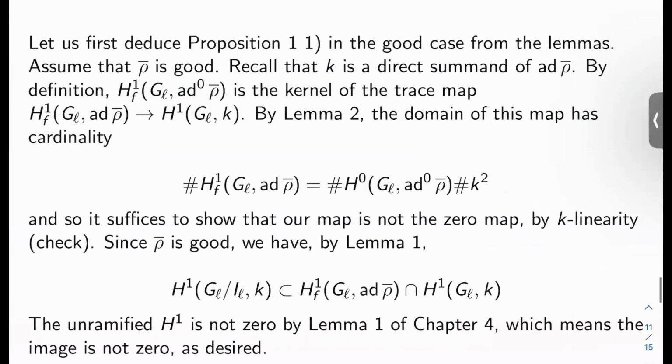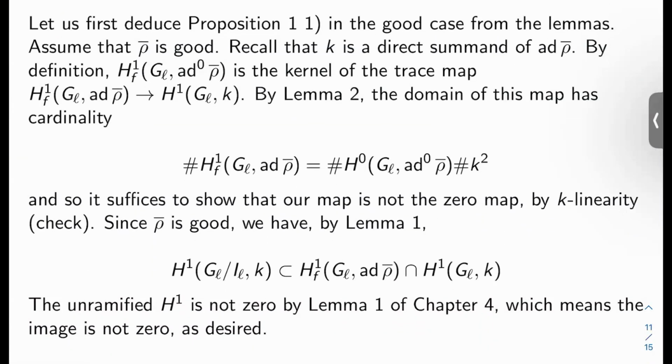I'm going to prove the proposition assuming the lemmas in this video. Let's deduce proposition 1, part 1 in the good case first from the lemmas. So let's assume rho bar is good. We'll recall that K is a direct summand of ad rho bar in the beginning of the video. By definition, H1F GL ad 0 rho bar is the kernel of the map induced by trace, H1F GL ad rho bar to H1 GLK. By lemma 2, the domain of this map has cardinality, the cardinality of H1F GL ad rho bar, which by the lemma is the cardinality of H0 GL ad 0 rho bar times the cardinality of K squared.